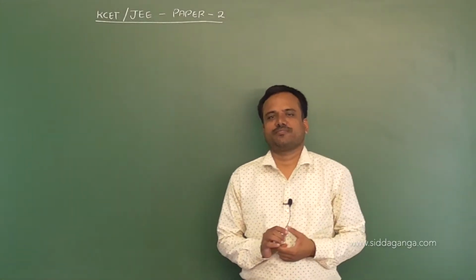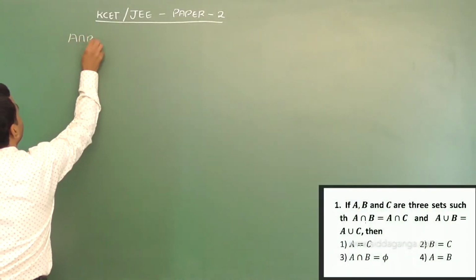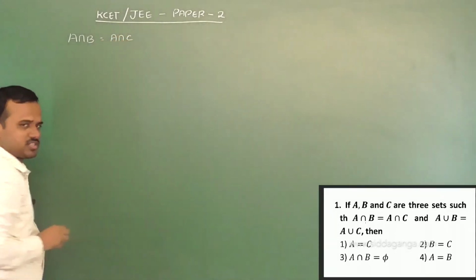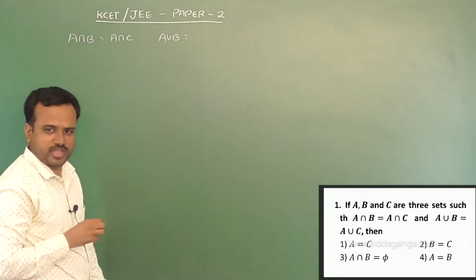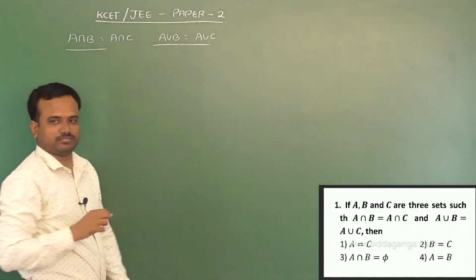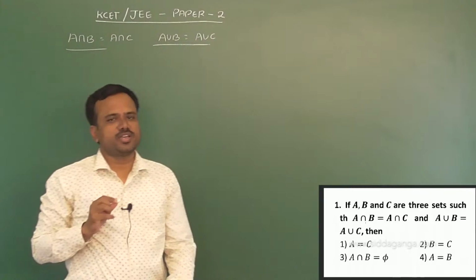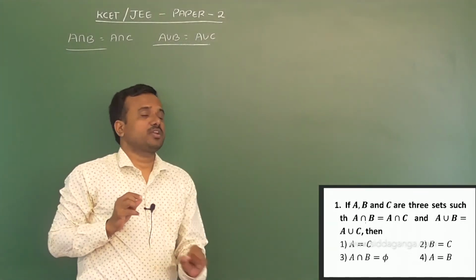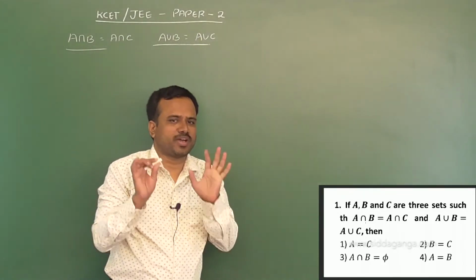The first question is, if A, B and C are three non-empty sets such that A intersection B is equal to A intersection C, and A union B is equal to A union C. If these two conditions are satisfied, then the options given are: A is equal to C, B is equal to C, A intersection B is empty, A is equal to B. Under what condition? Better I solve these conditions by the analytical method.